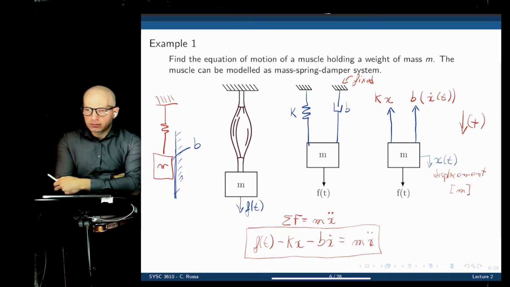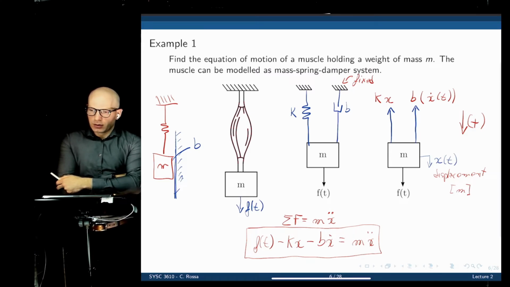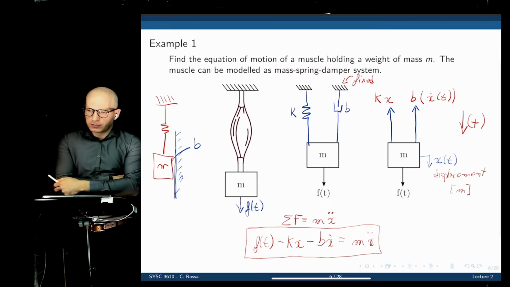So what's the difference between viscous and kinetic friction? Or are they the same? They are the same. Okay, cool. Anything else?